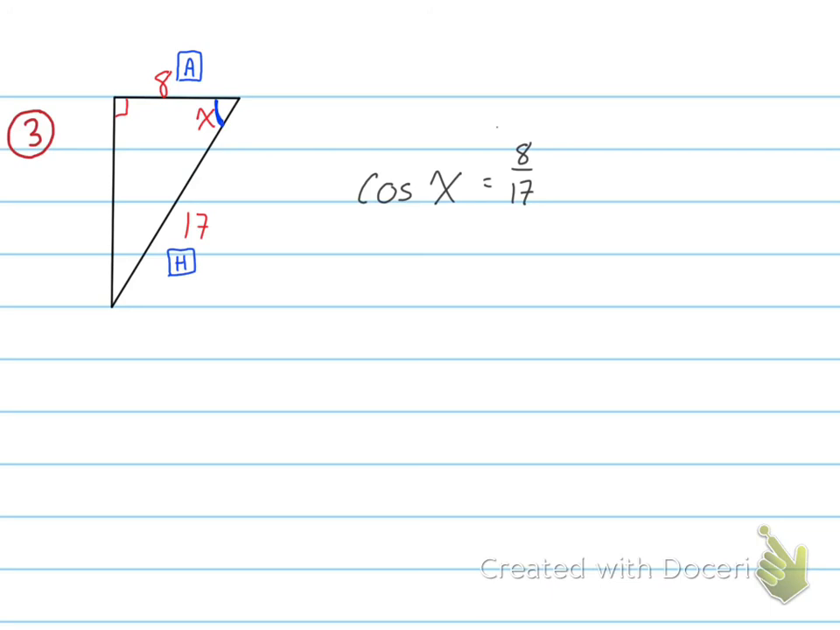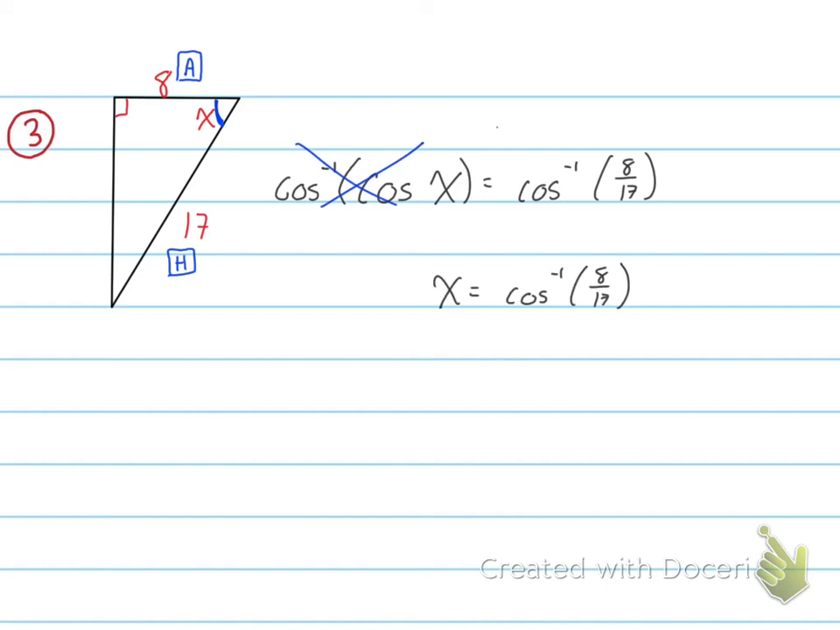Here I'm going to press an inverse trig button in my calculator. Again, you'll see how to do this in class. It'll say cos negative 1, 8 over 17. That whole thing's going to go in our calculator, and we're going to get 61.9 as our answer.